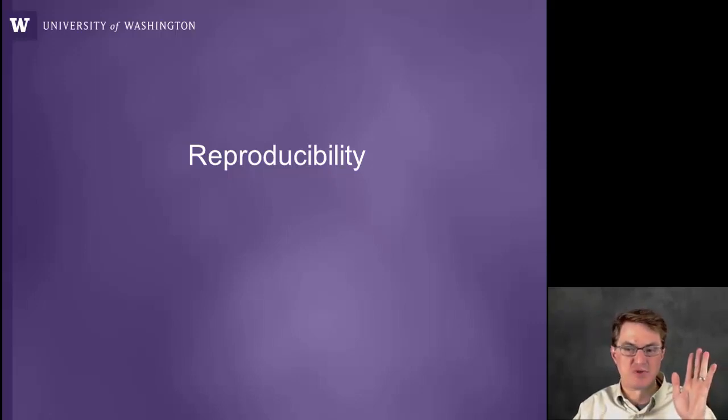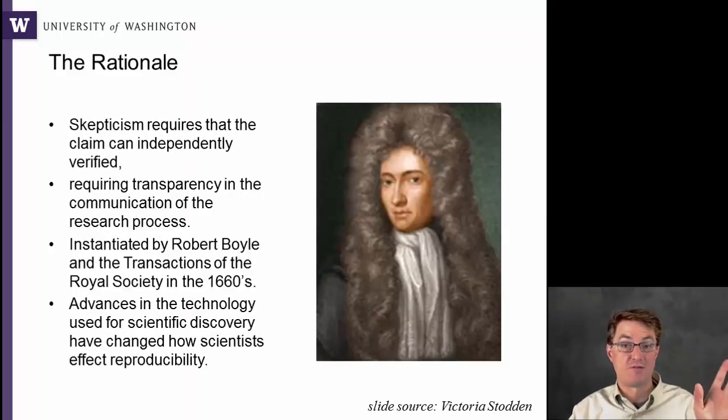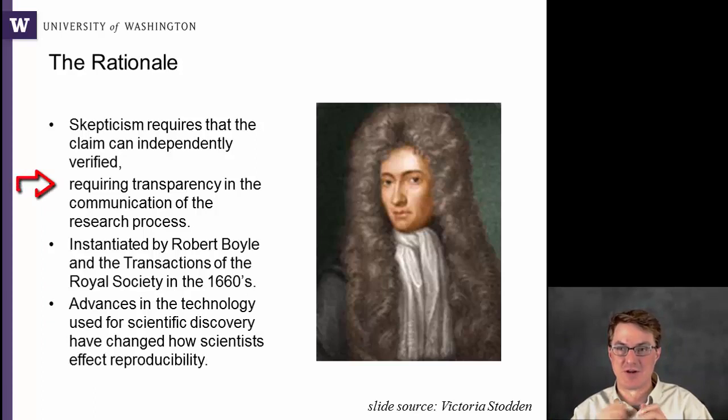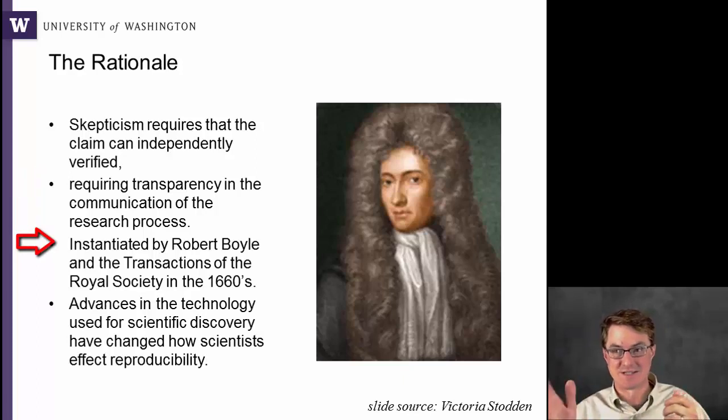And so I think it's reasonable to start from the very, very top, which is that at the epistemological foundation of the scientific enterprise is skepticism, and that skepticism requires that a claim can be independently verified. If you don't have this, you don't have anything, and so you can't go run your R script in a closet and produce the result to someone and have any kind of confidence that anyone's going to believe you or make any sort of decisions on it. You must walk through the steps required, and so there has to be this transparency in the communication of the research process. And this began in the 1660s with Robert Boyle and the Transactions of the Royal Society.